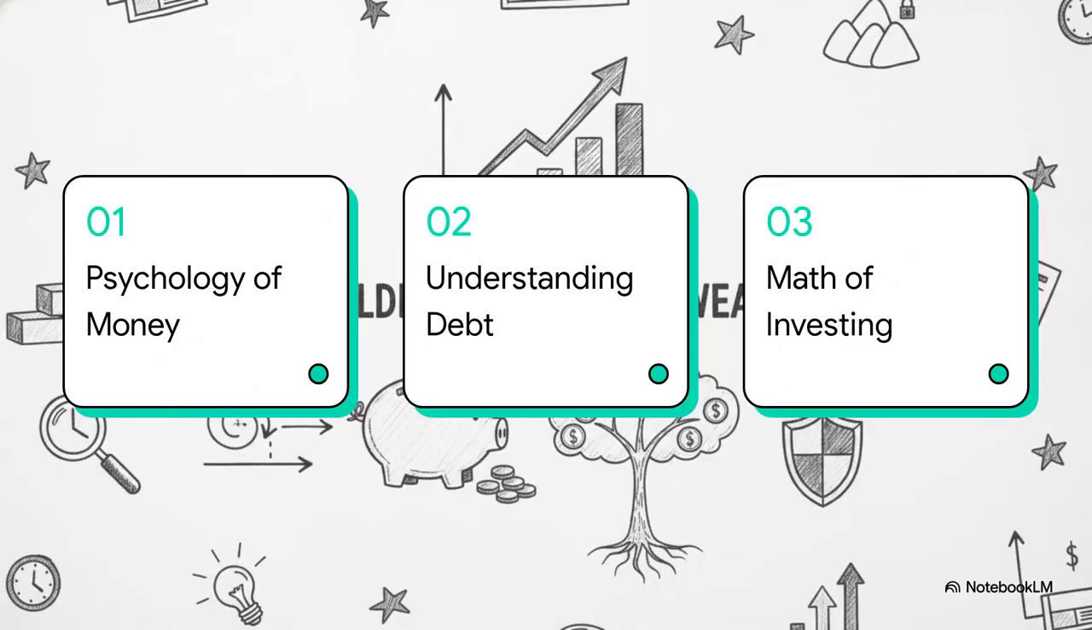Okay, let's dive into this. Here is our syllabus for today's session. We are breaking this course into 3 core modules. First, the psychology of money. Second, understanding debt and wealth. And third, the math of investing.